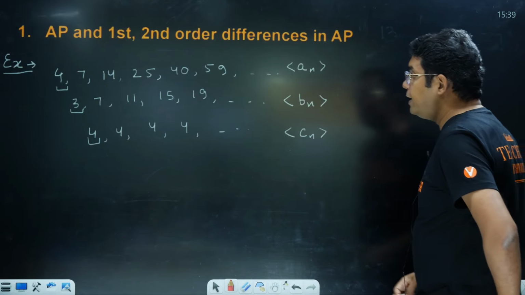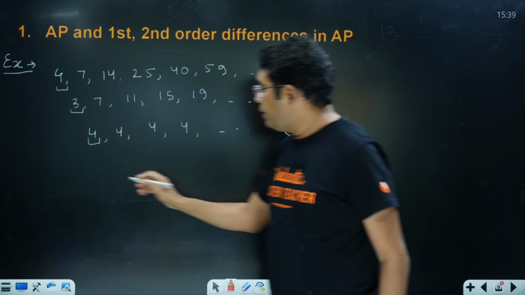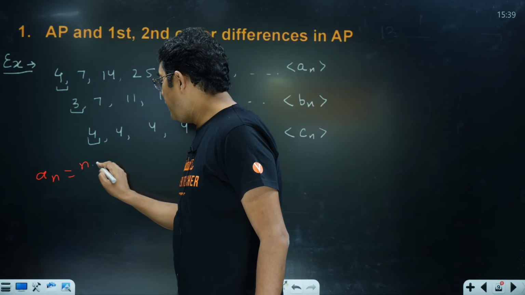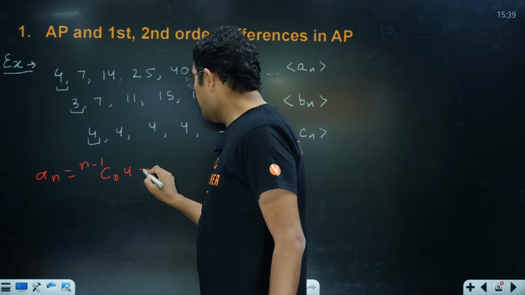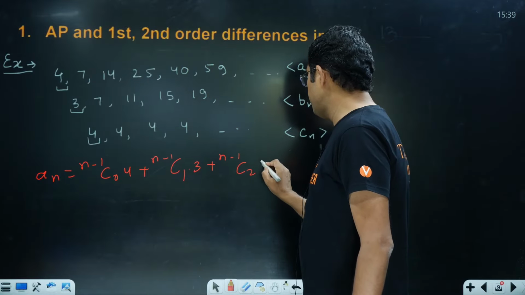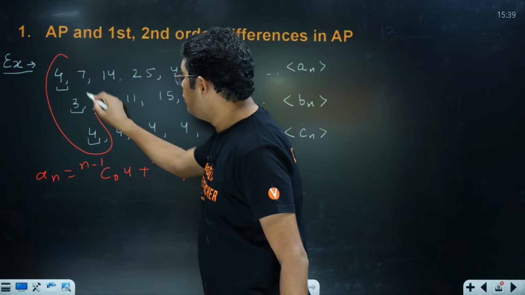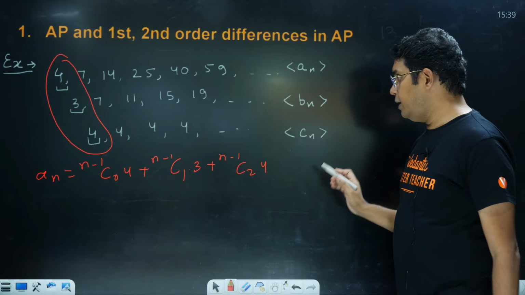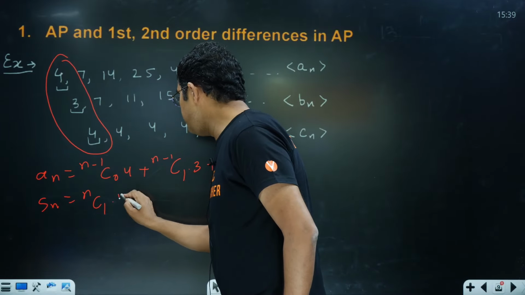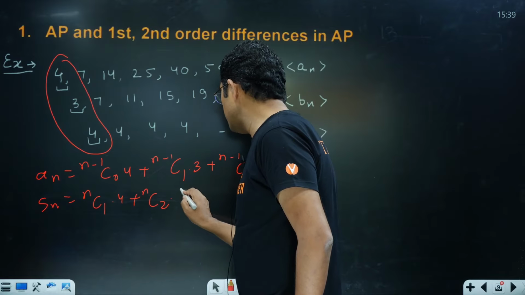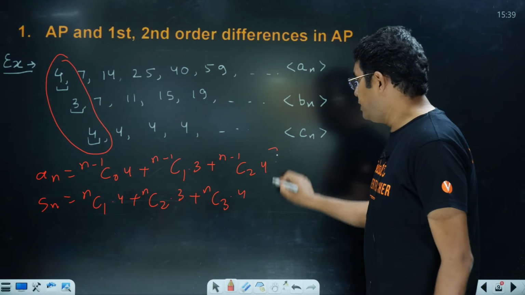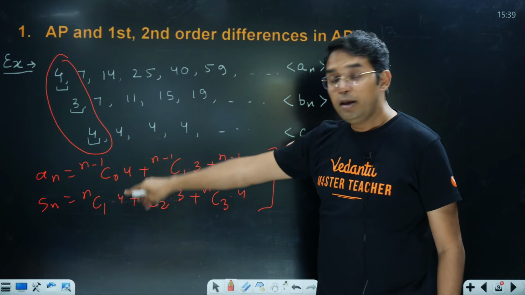Now I'll take one example here. Now there are two methods. My first method, as I told you, you can write an directly, which will be n minus 1 C0 into 4 plus n minus 1 C1 into 3 plus n minus 1 C2 into 4. These three terms we have to use, and we get the nth term directly. If you have to find the sum of n terms, that can also be done. Just nC1 into 4 plus nC2 into 3 plus nC3 into 4.